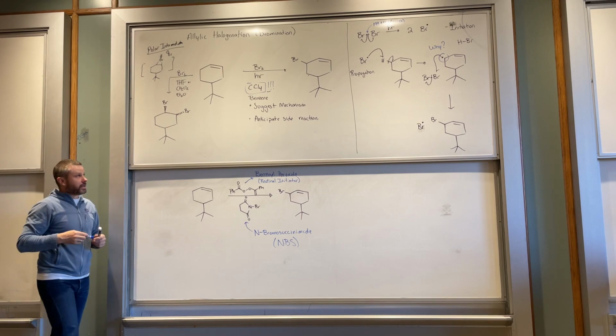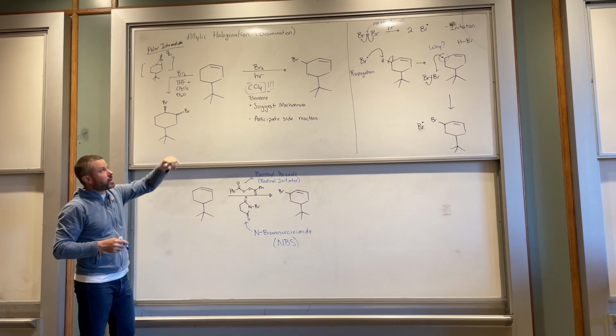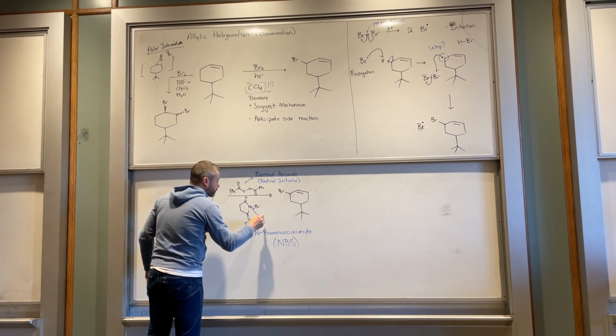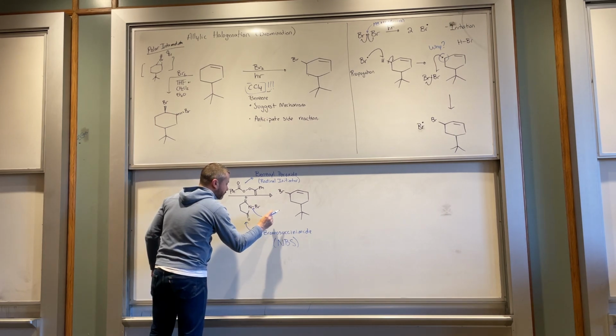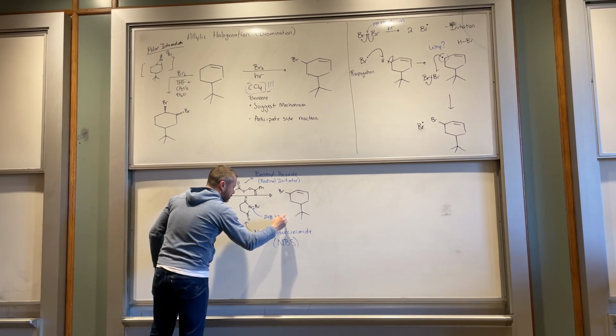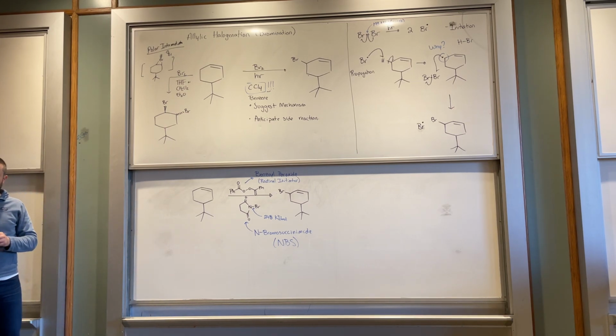And a note about NBS: if we look at the bromine-bromine bond strength up top, you can see it's 193. The nitrogen-bromine bond strength here is a little stronger, 243 kilojoules per mole. So it's stronger than the bromine-bromine bond, but still relatively weak in the world of covalent bonds.